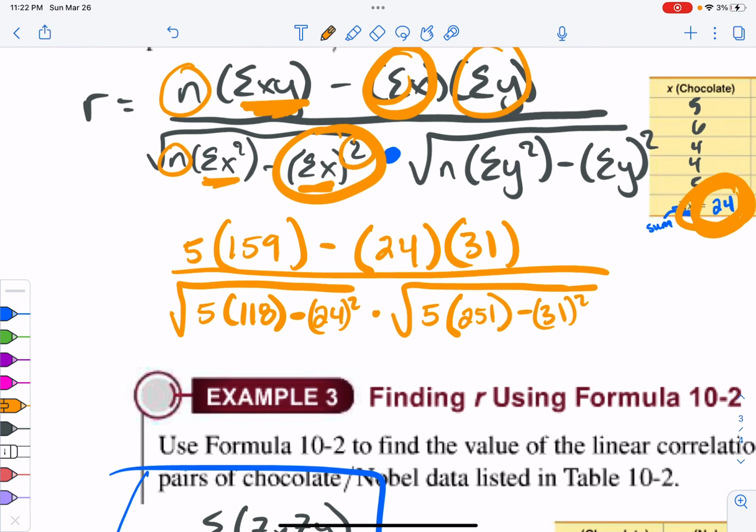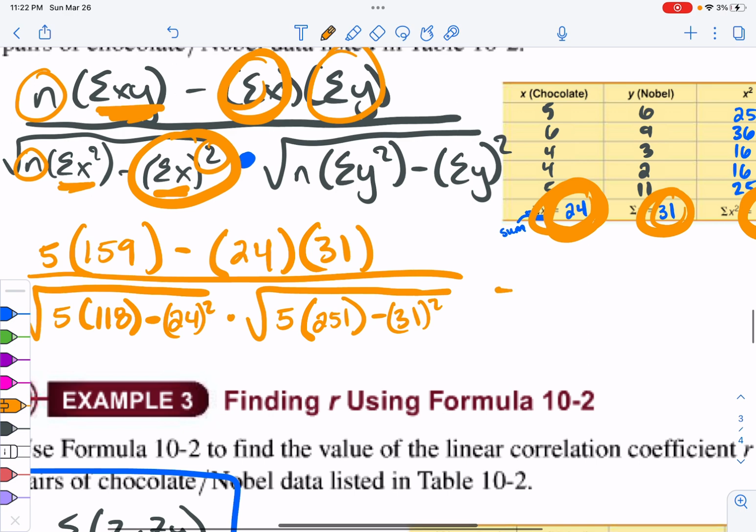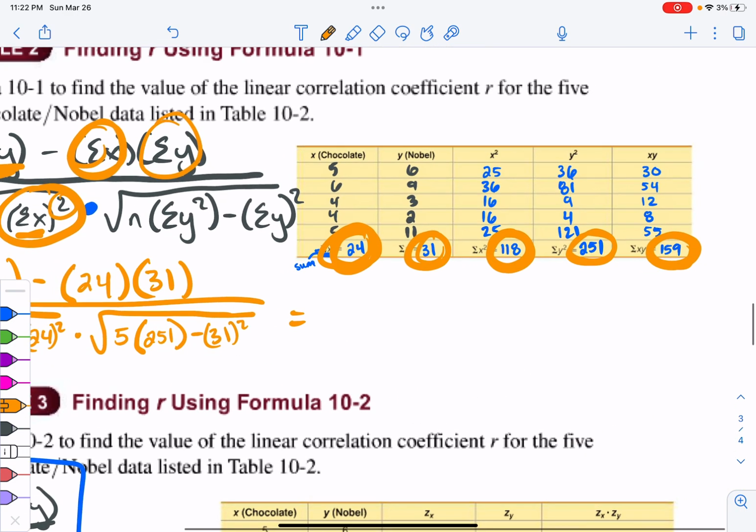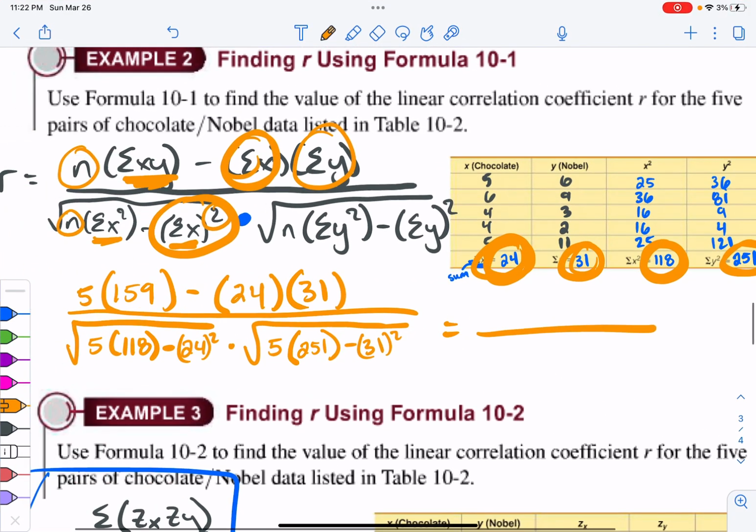All right, I'm going to do part of this with you, and then I'm going to set you free, and that's going to be part of your homework, and then I'll tell you what else to do, and we'll be good to go, okay? So here we go. 5 times 159 is 795 minus 24 times 31 is 744. This is a lot of work that goes into finding this R, and I realize that. I apologize, kind of.